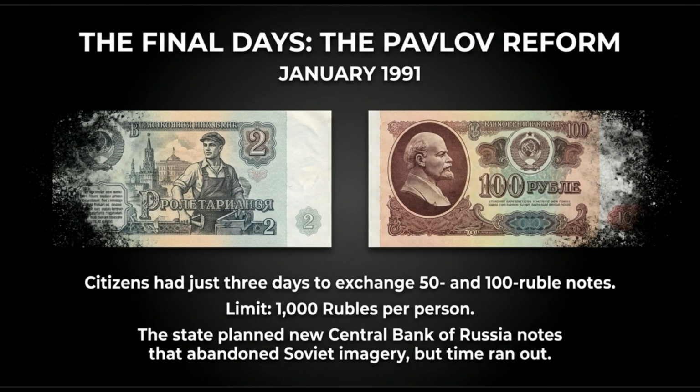The Pavlov reform in January 1991 gave citizens just 3 days to exchange 50 and 100 ruble notes, with a limit of 1,000 rubles per person. Though new designs were planned, time ran out for the Soviet-era currency.